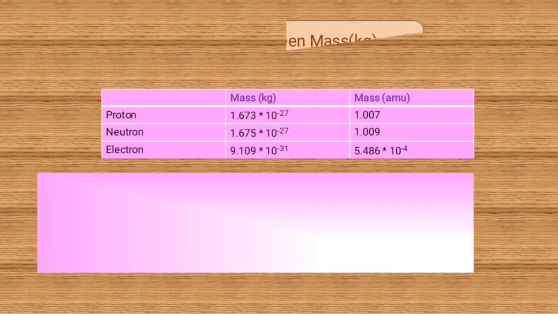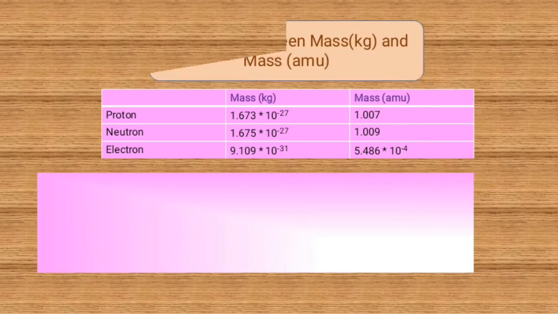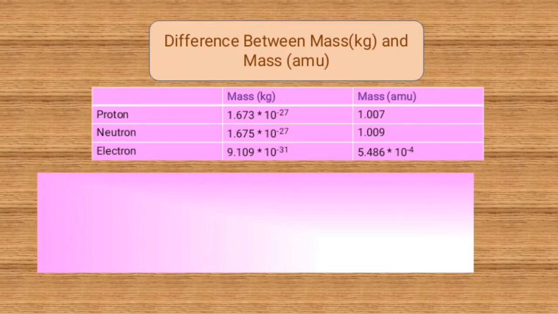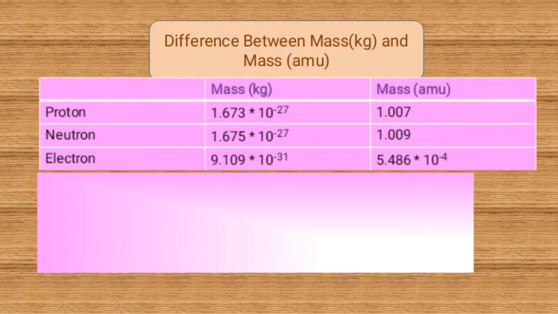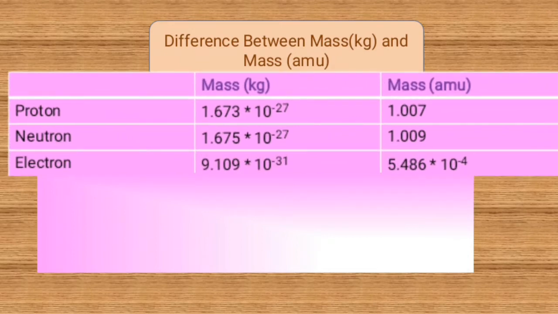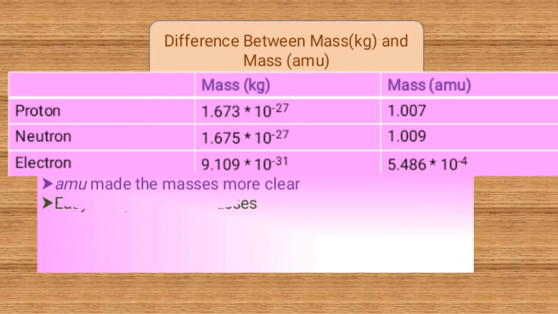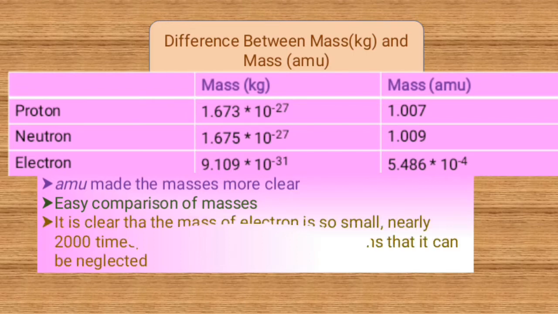In order to differentiate the mass in kilograms and mass in atomic mass units, we will look upon the masses of subatomic particles. This table represents the mass in kilograms and mass in atomic mass units of protons, neutrons, and electrons. Now, what can you conclude from the table? It is clear from the table that atomic mass unit made the masses of these subatomic particles more clear and comprehensive. Moreover, it is easier to compare the atomic masses of subatomic particles on the AMU scale as compared to the kilogram scale.